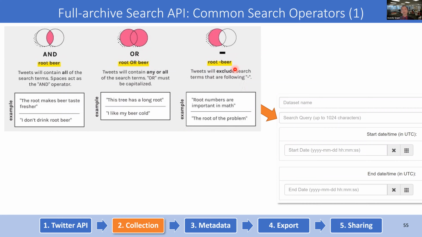The other handy operator is negation. It's when you want to include certain tweets, but not those that include a particular keyword. Let's say I want to talk about root, but I don't want tweets with the word beer in it. So I will say root space minus beer. And keep in mind, there should not be any spaces between the minus and the keyword you want to negate. As a result, this request will match tweets like "root numbers are important in math." The keyword root is present in the tweet, but beer is not. Another example that will match this request will be "the root of the problem." Again, root is present and the word beer is not.